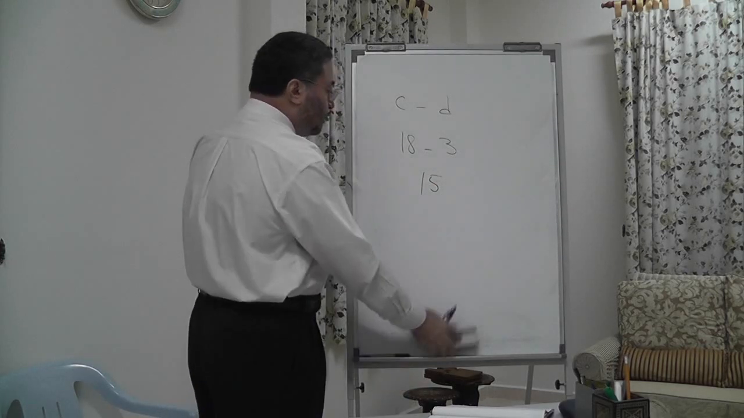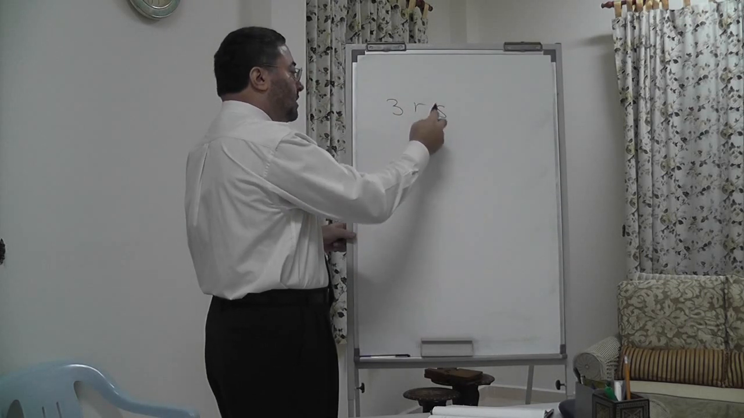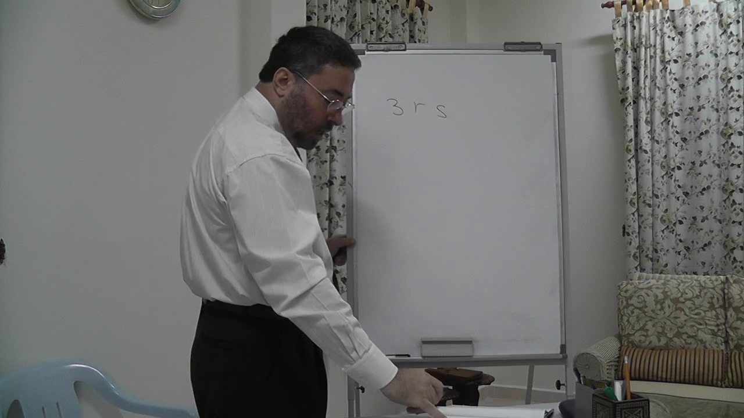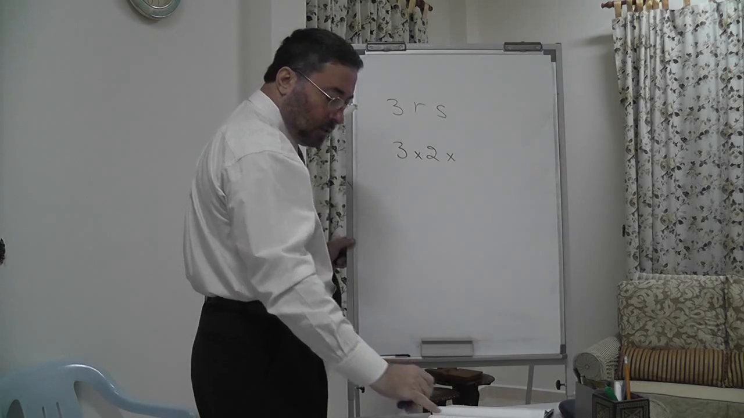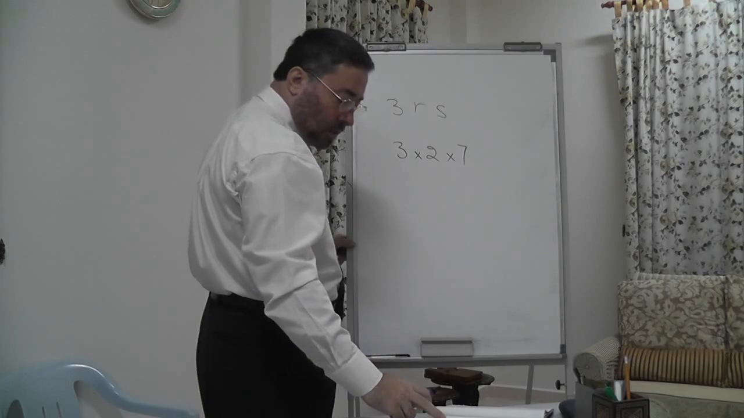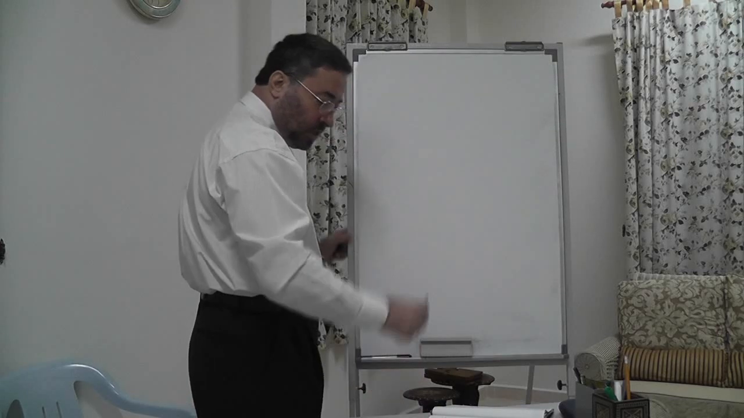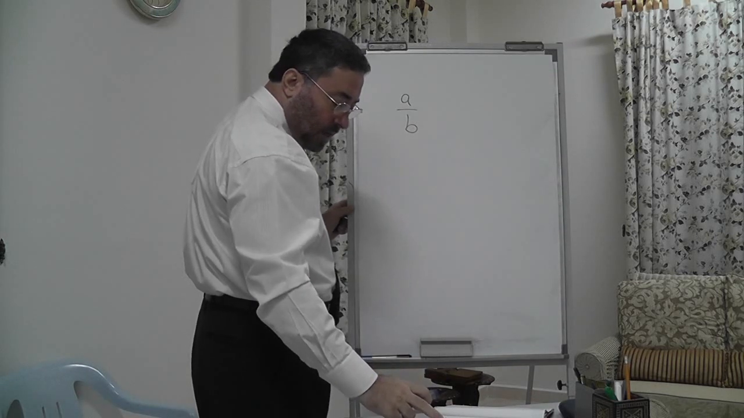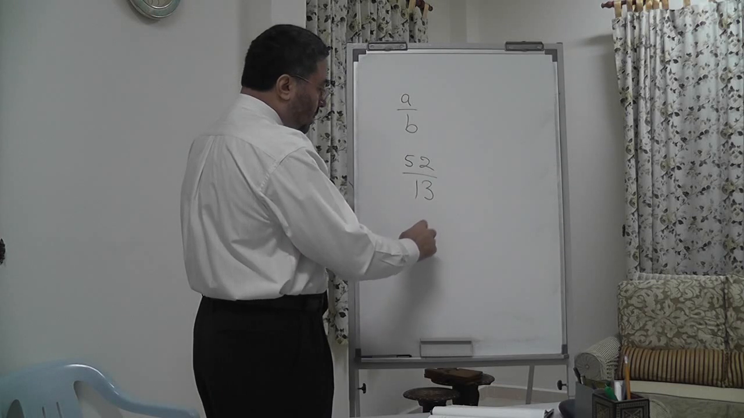Number 9, 3rs. Again, these three numbers will be multiplied by each other, for r equals 2, and s is 7. Again, your calculator will give you the number. Here, number 11, a over b, and that is for a equals 52 and b equals 13, and that will be 4.